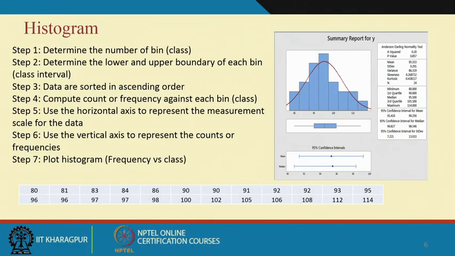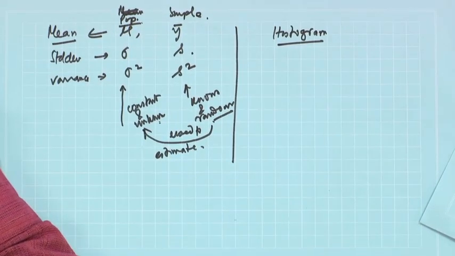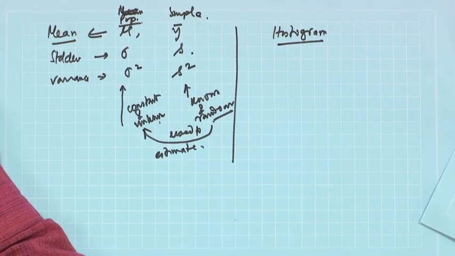Now, I will tell you some graphical plots. First one is the histogram. You see this data set, and this is the histogram. It is basically drawn in Minitab.